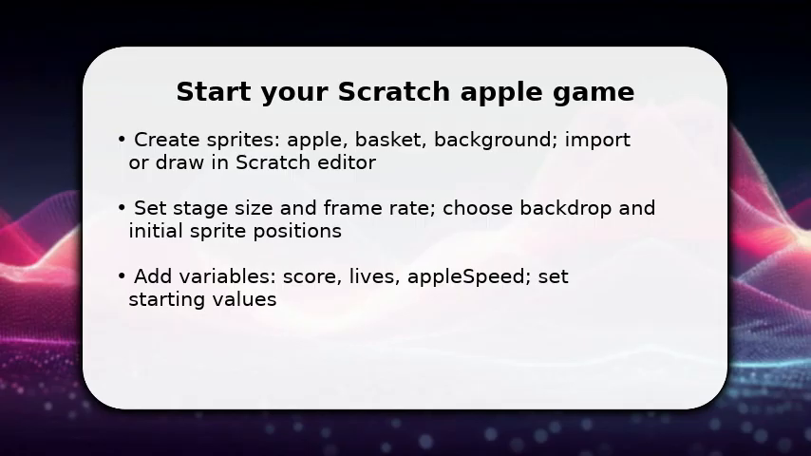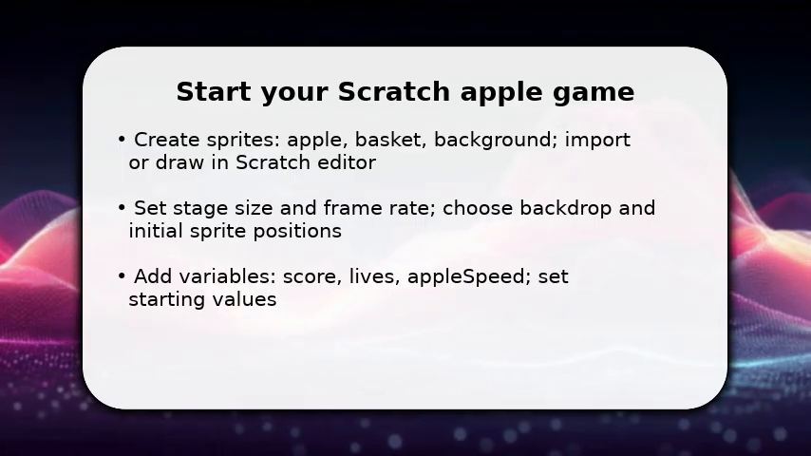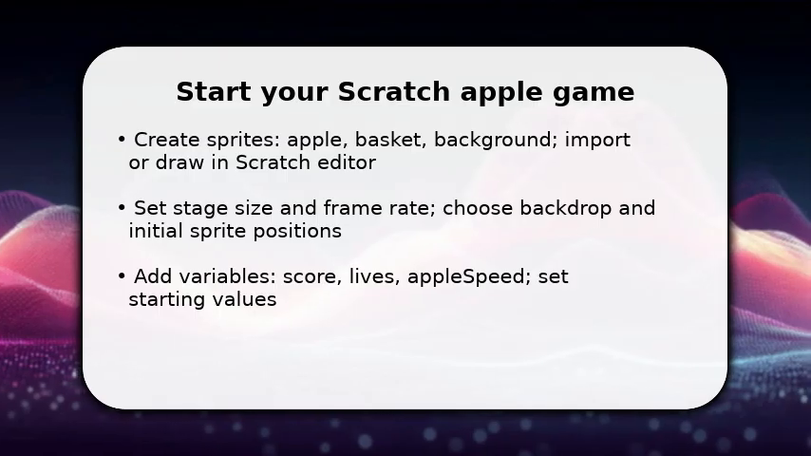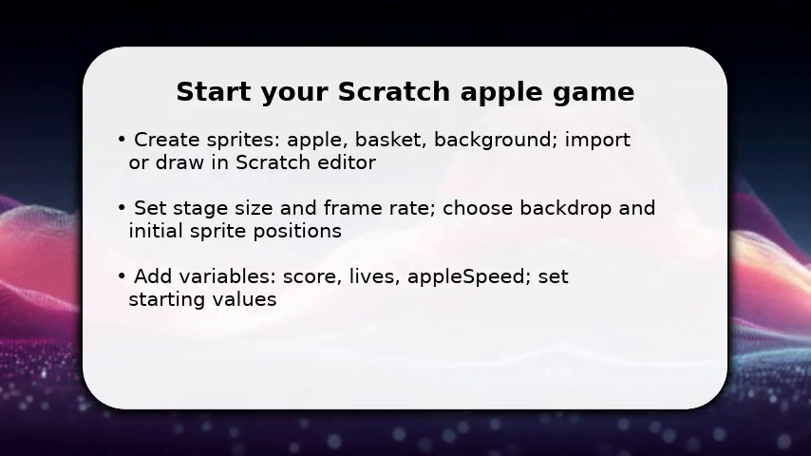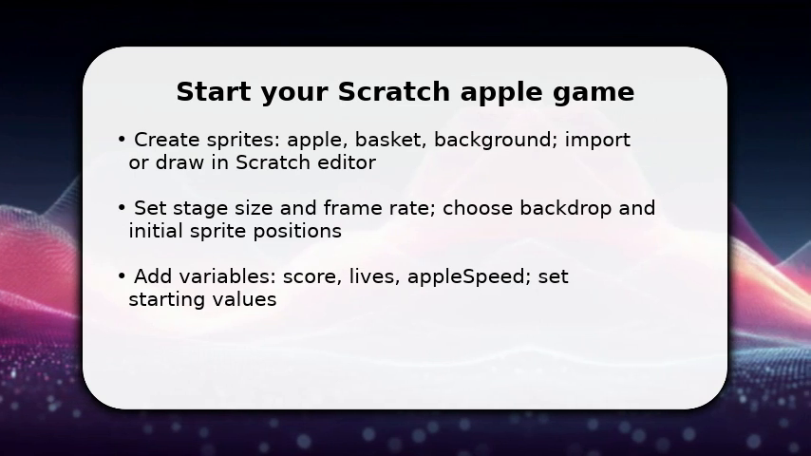Once done, attach a forever loop to the apple to glide downward using apple speed. This gives motion and lets you tweak difficulty. Make sure to name costumes for hit and miss feedback.